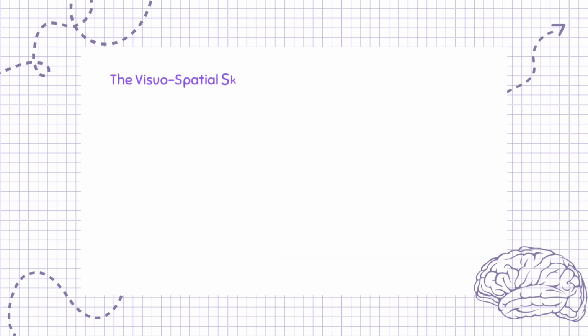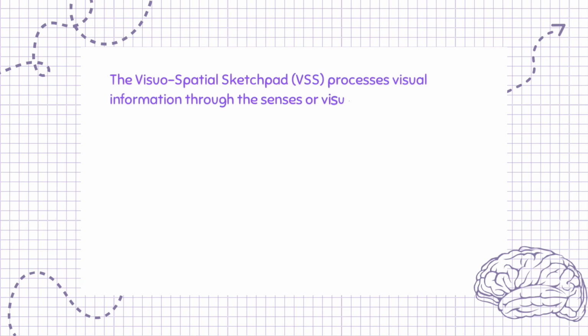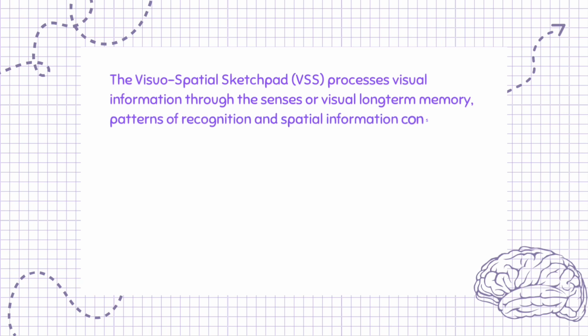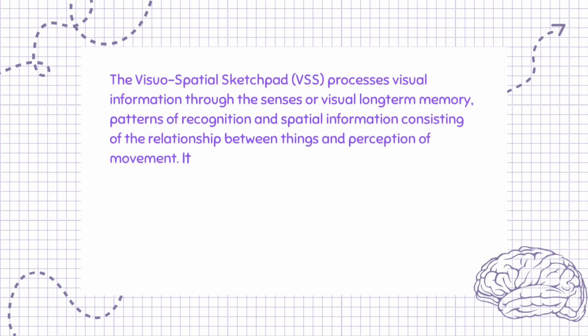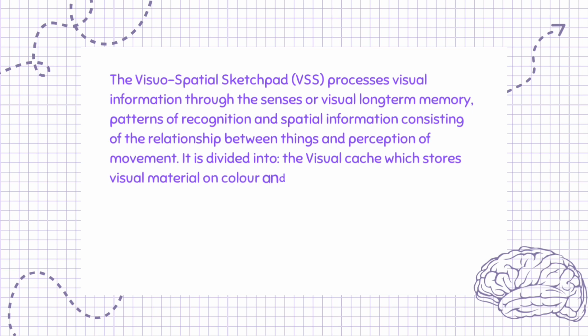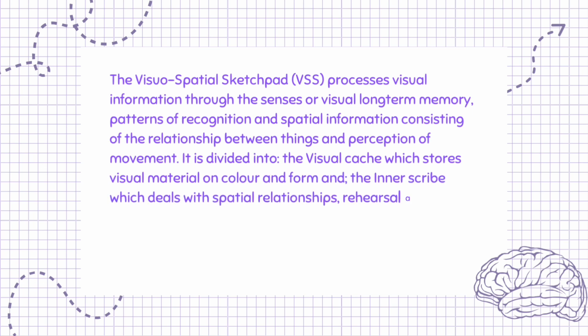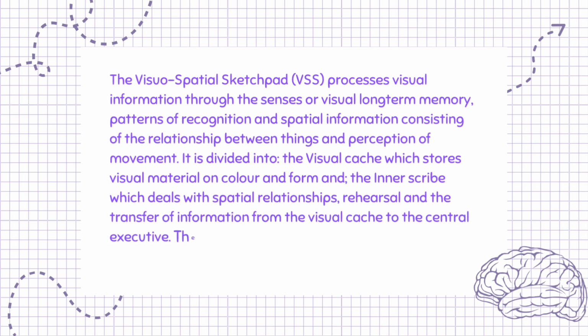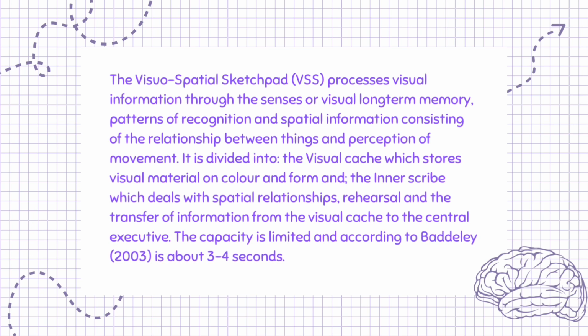The visuospatial sketchpad, VSS, processes visual information through the senses or visual long-term memory, patterns of recognition and spatial information consisting of the relationship between things and perception of movement. It is divided into the visual cache which stores visual material on color and form, and the inner scribe which deals with spatial relationships, rehearsal and the transfer of information from the visual cache to the central executive. The capacity is limited and, according to Baddeley, 2003, is about 3 to 4 seconds.